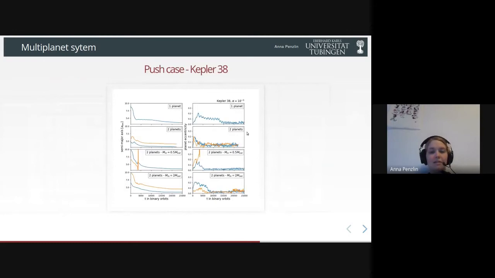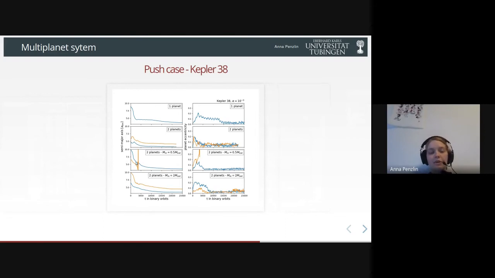Now, if we look at this just in a diagram, we have the time over the semi-major axis for just the one planet, which just migrates through the disk and ends up in its stable orbit. If we now have the 2 planets, they migrate in together and then both stay in a stable orbit.